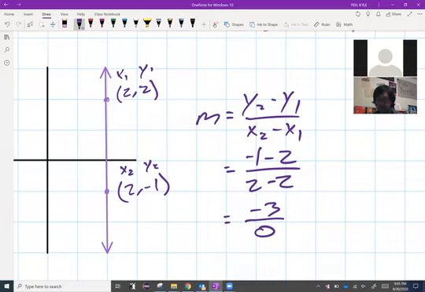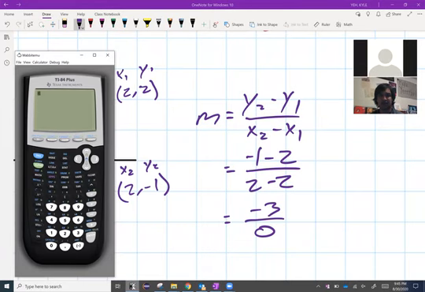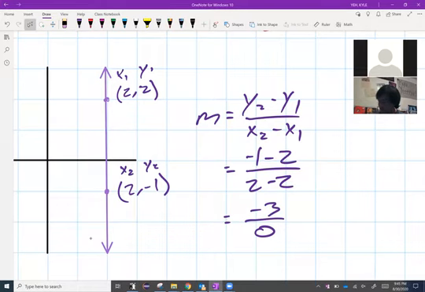What is the slope of any vertical line? Well, the thing is, it looks like it's -3 over 0, but that doesn't make sense, because if you remember, we can never divide by 0. If I try it on my calculator, -3 divided by 0, it says error, dividing by 0. We can never divide by 0. And so what does this mean? This means that the slope is undefined.